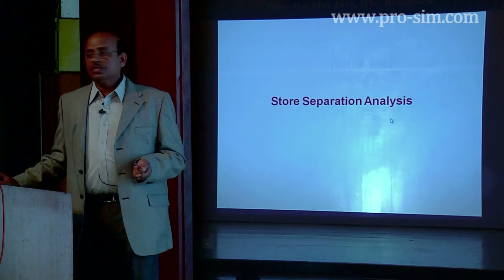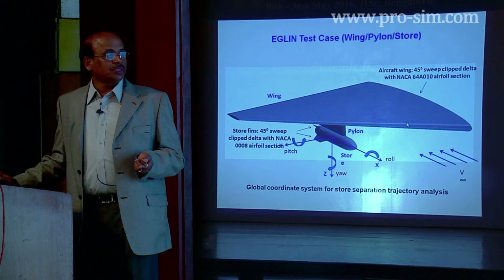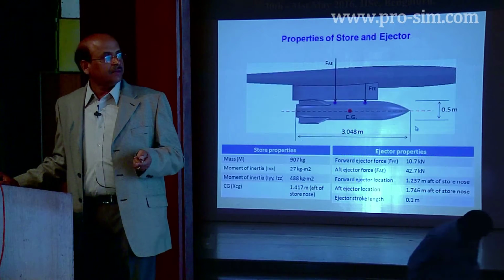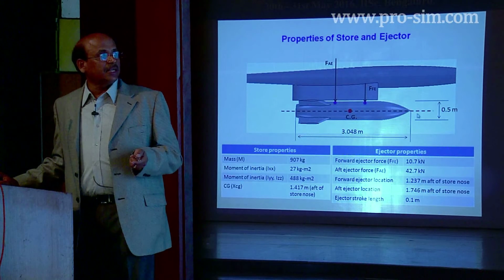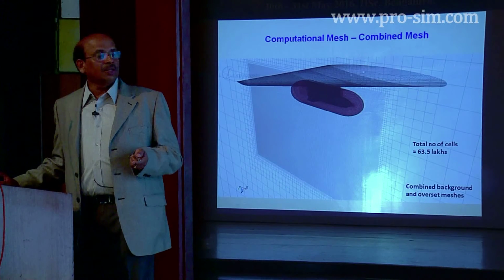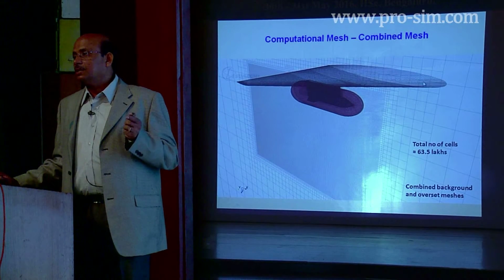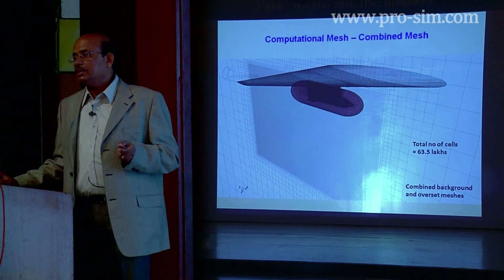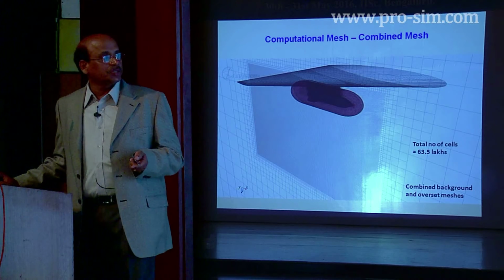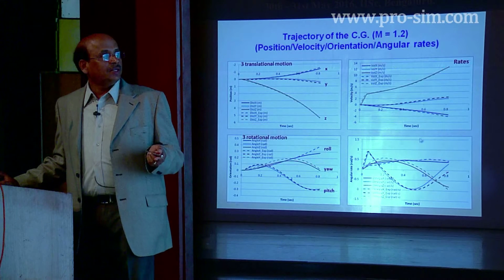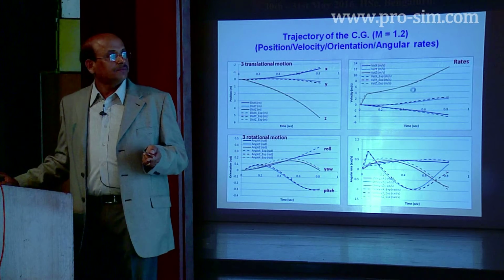Then I was talking about the store separation analysis. Here we have used the fluid structure interaction technique that I was explaining earlier. So these are the stores that are attached to the wing. This is the CFD model that we have done. It is unsteady aerodynamic flow simulation coupled with the 6-DOF equation solver that we have used. To start with, we used a single store, where we obtained the trajectories.